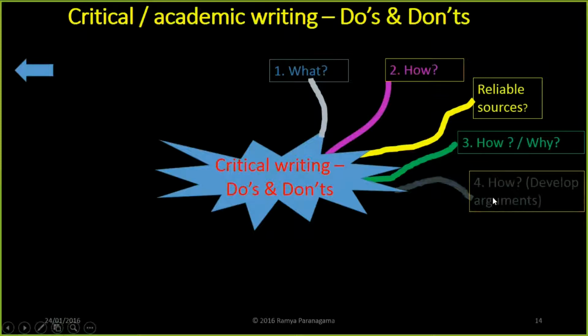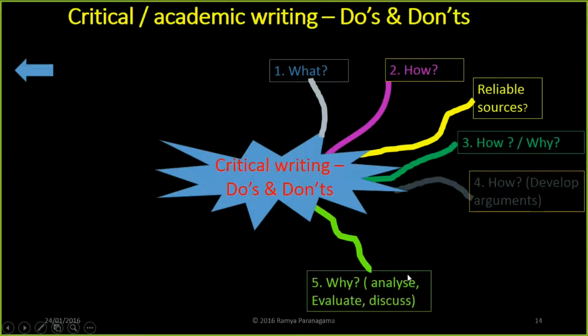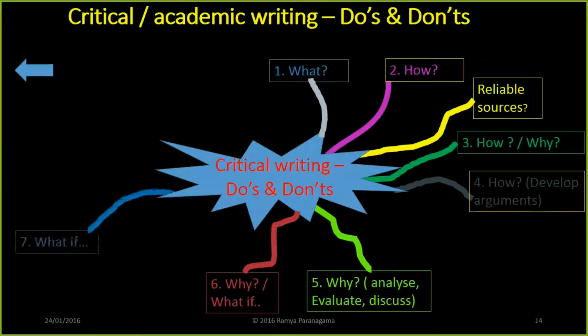Then how is necessary for you to develop an argument based on supporting evidence. Then the why is the analysis, evaluation, discussion, right? There are do's and don'ts. Then why is ending up with what if. Once you find and analyze, with what if you have to have the ability to predict what should be next. That's what if. So this is what if alone, without why.